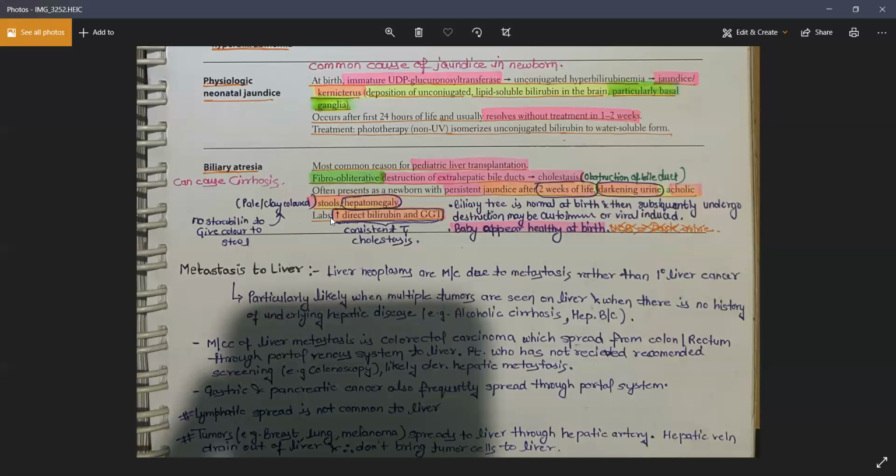So for the labs, the direct level of bilirubin will be very high. You will have a high level of GGT because of this biliary atresia. You will have the cholestatic pattern of liver injury, with a high level of alkaline phosphatase, and a high level of GGT more than the ALT and AST, right? And a high level of direct bilirubin. Okay, and that would be it.